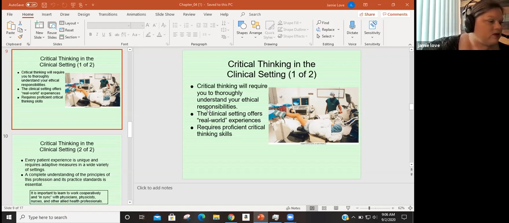Being respectful. So we're not going to judge people based on their socioeconomic status. You may get homeless people. You may get a person who was just the driver of a drunk driving accident and killed a kid, but you still have to take care of them. Sometimes that's hard.